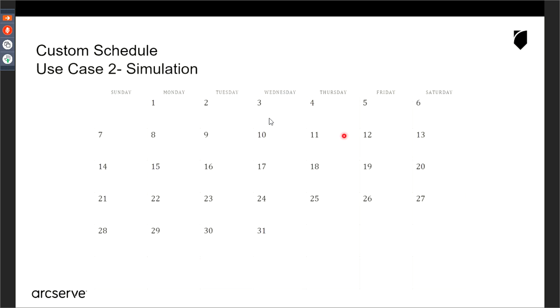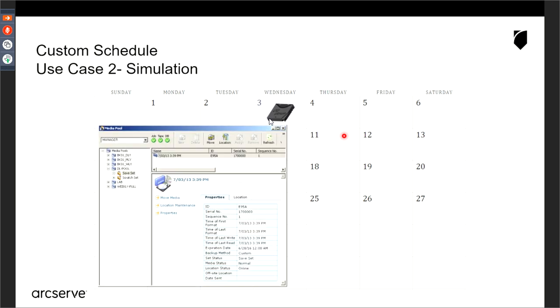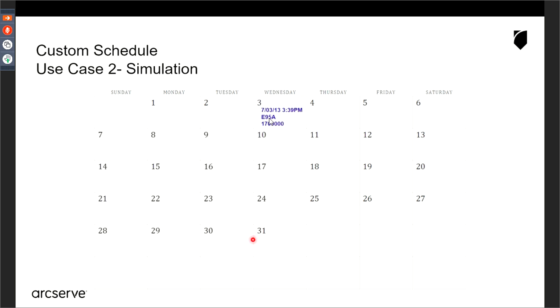So how does the simulation look compared to the override custom media? Let's take a look at the simulation here. So we start the backup on, say, Wednesday. As usual, you have a new tape, and this will be the details in terms of when it was formatted, and when the read and write were done. So we have done the first backup on Wednesday.